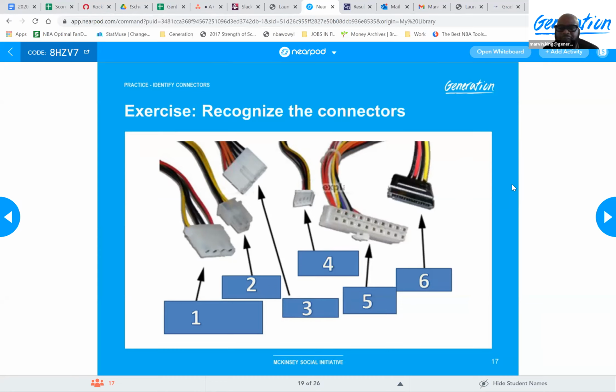Call out one of your... Pass the ball to Camille. Miss Camille. Let's work backwards. What's number 5? The 20 pin power connector. Also known as P1. I like it. Pass the ball, Camille.